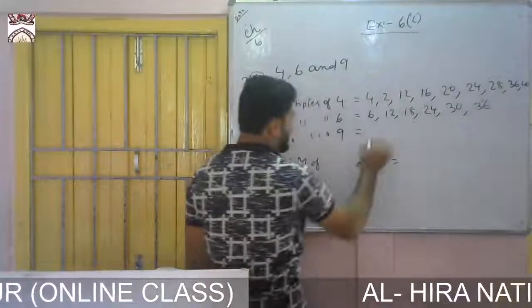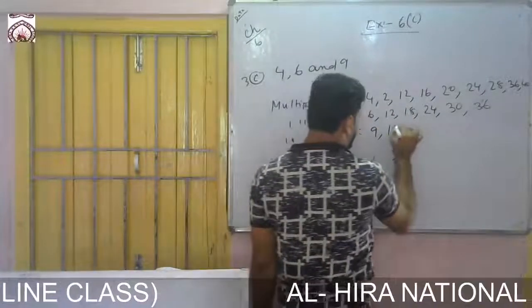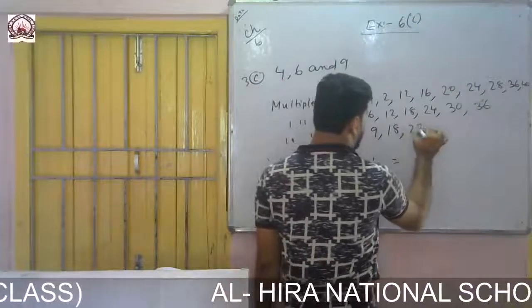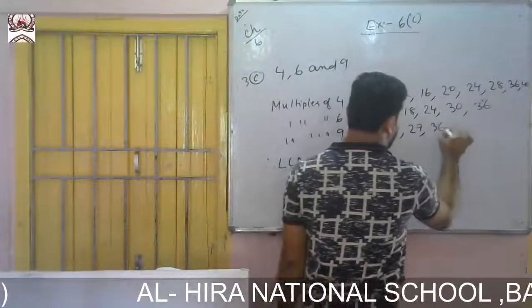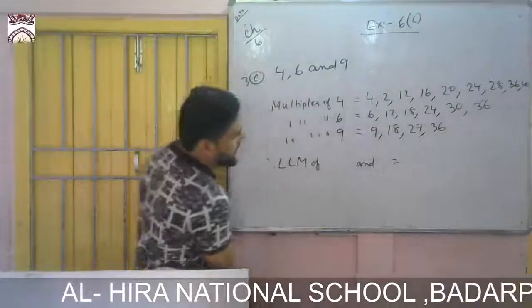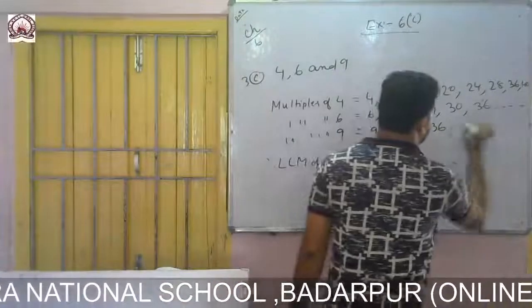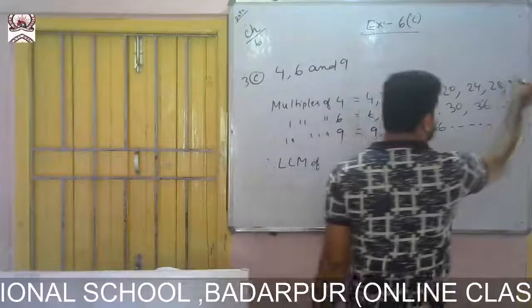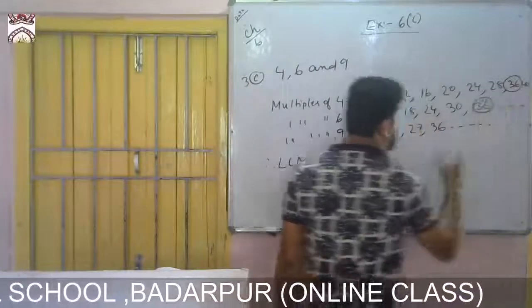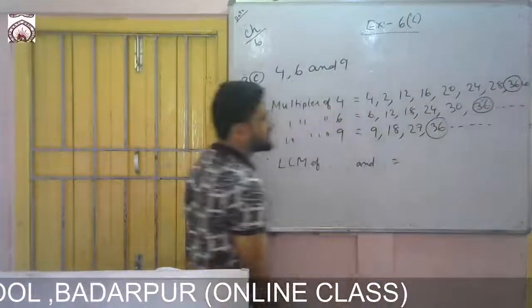Now 9. 9 1s are 9, 9 2s are 18, 9 3s are 27, 9 4s are 36. So what do you see in every case? We got 36, so I stop there, because here also I got 36, here also 36, here also 36.